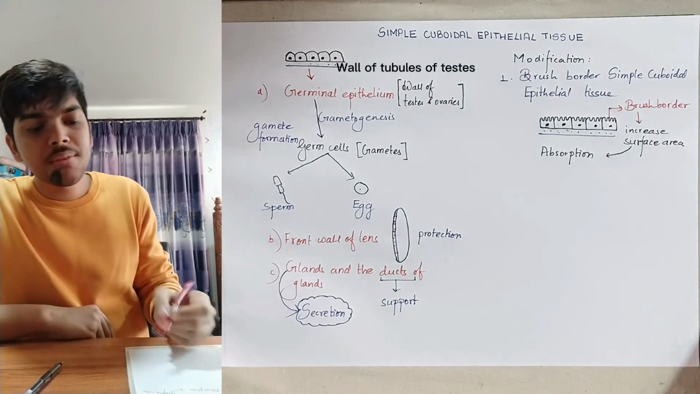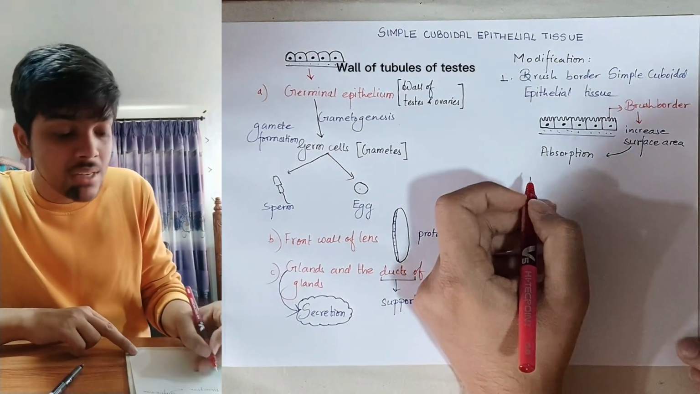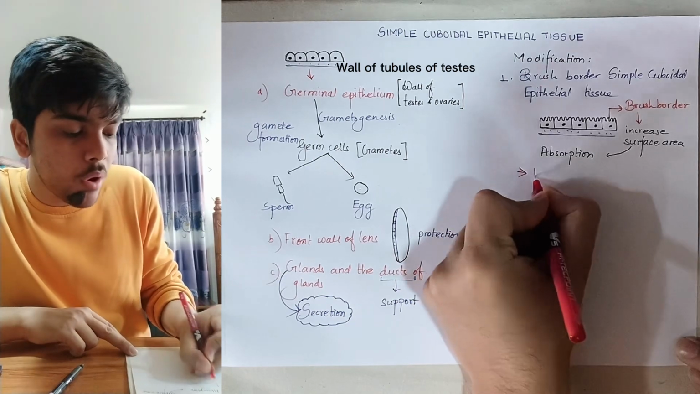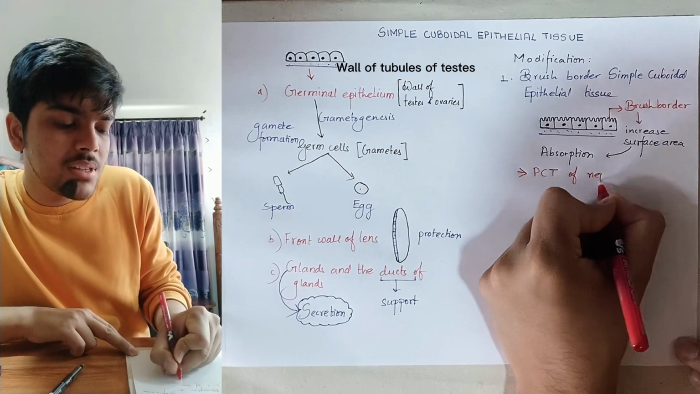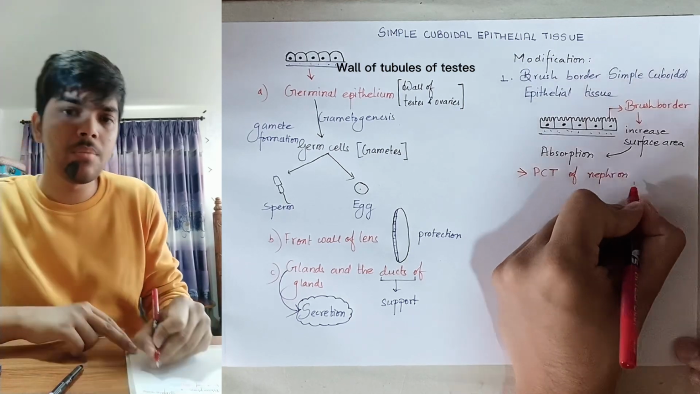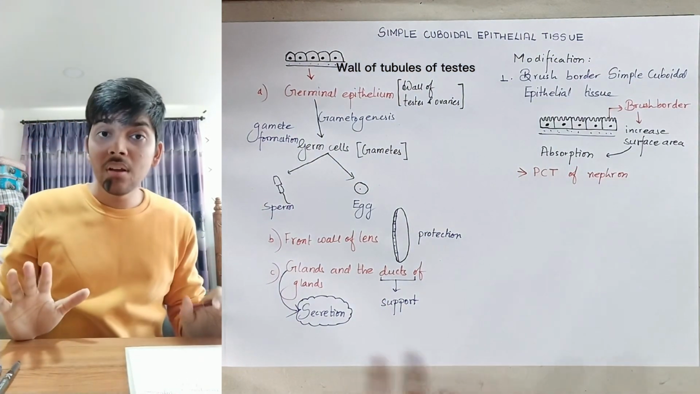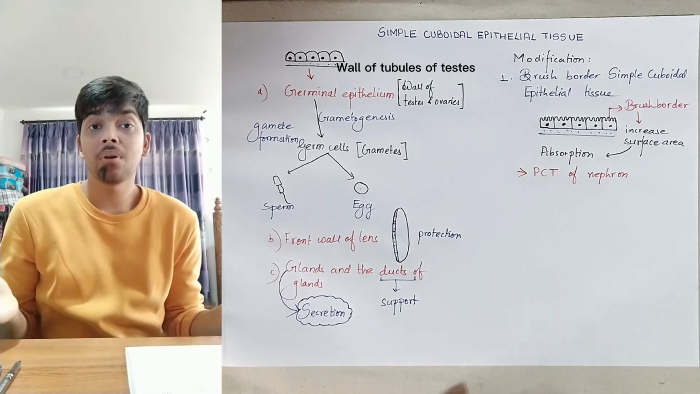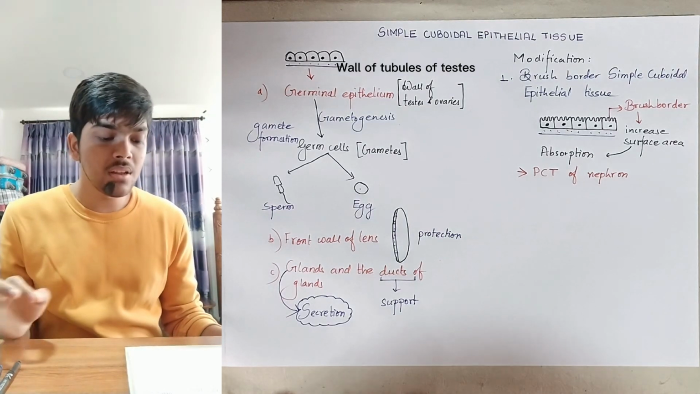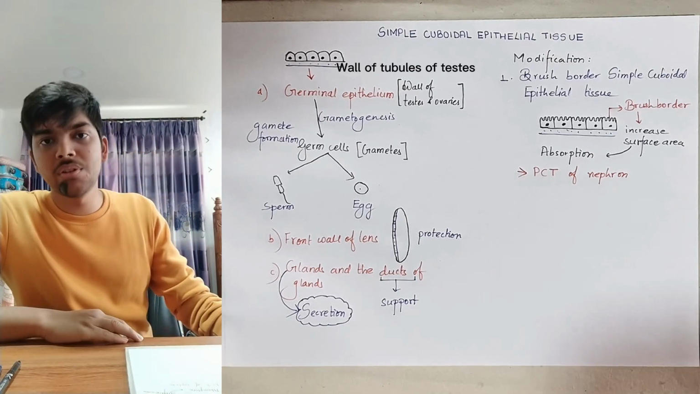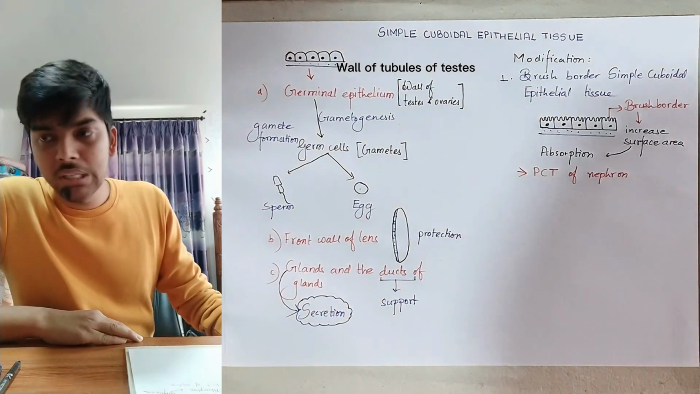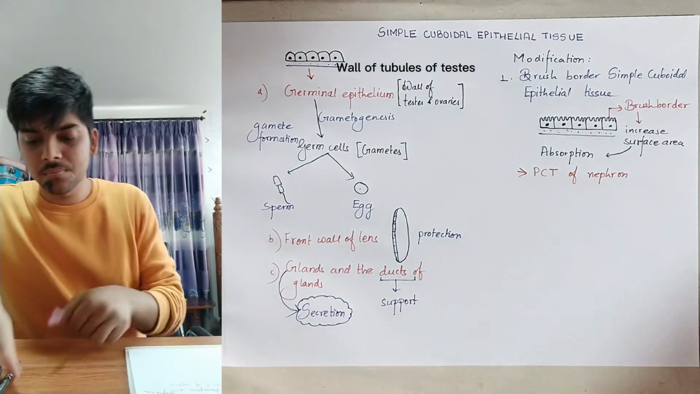So where is such an epithelium present? It's present in the proximal convoluted tubule of nephron. So this is all you need to know about simple cuboidal epithelial tissue. You could just end the video right here, because the next thing that I'm going to tell will come again in the chapter of excretory system, but I recommend you to learn it right now itself.